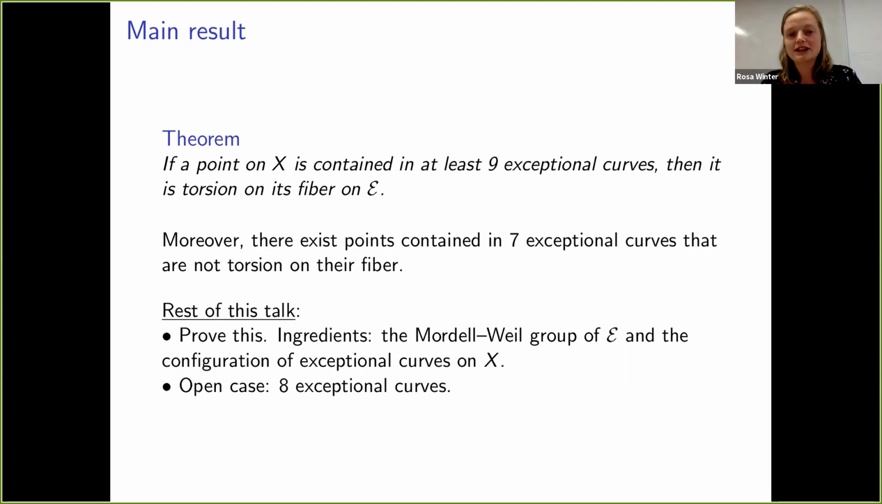And in the rest of this talk, I want to prove this, of course. The main ingredients are the Mordell-Weil group of the elliptic surface, the height pairing there, but also the configuration of exceptional curves on the Alpeza surface. And I will talk a bit about this open case. Yeah, are there any questions so far?